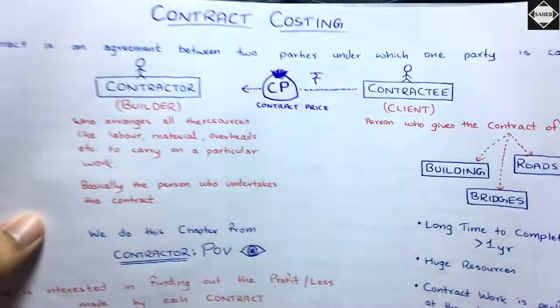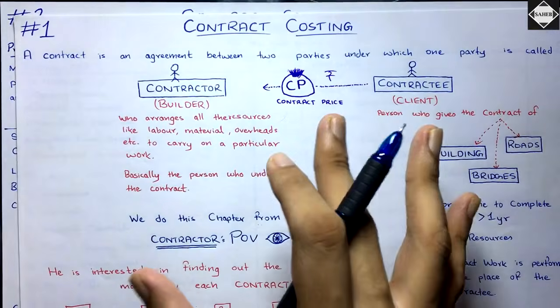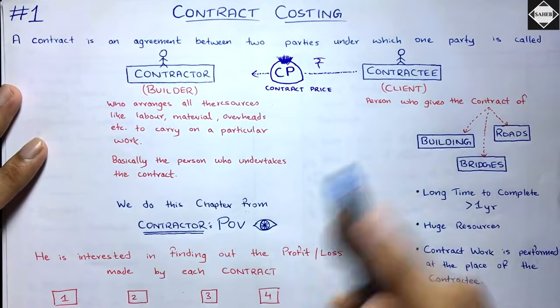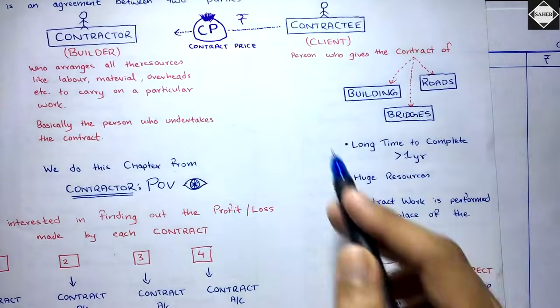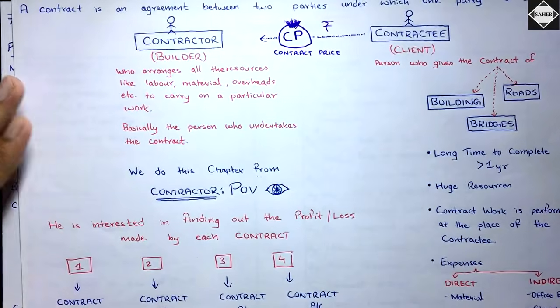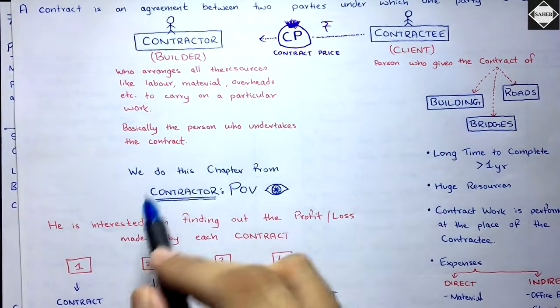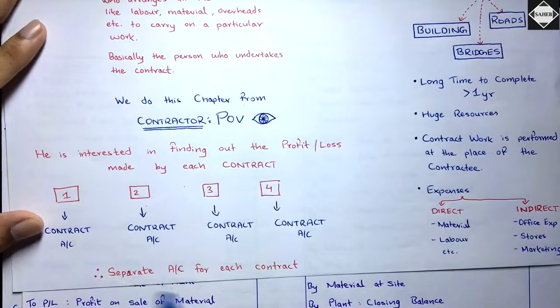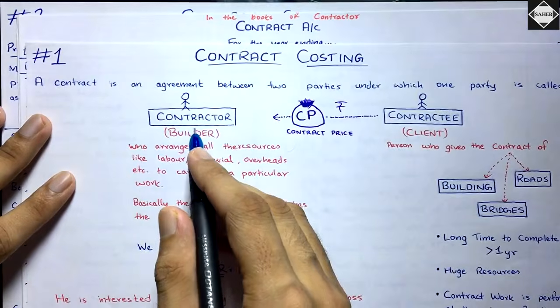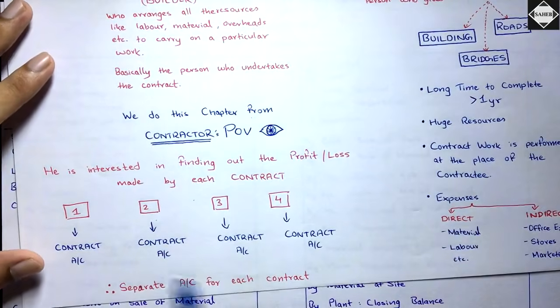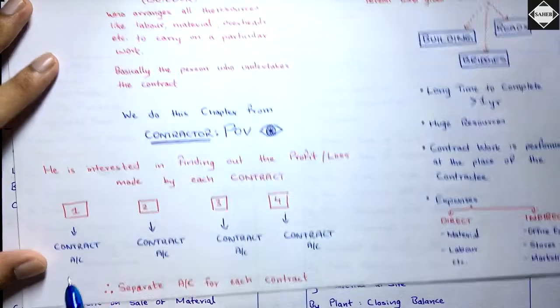In the previous video we discussed the basic concept of contract costing. Who is the contractor, who is the contractee, what is meant by contract, and we talked about construction contracts. I also told you that we do this chapter from the contractor's point of view. We have to prepare the contract account for each contract that the contractor takes. And in whose books is this contract account prepared? In the books of the contractor.